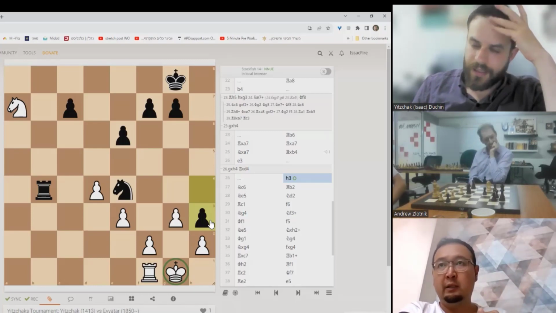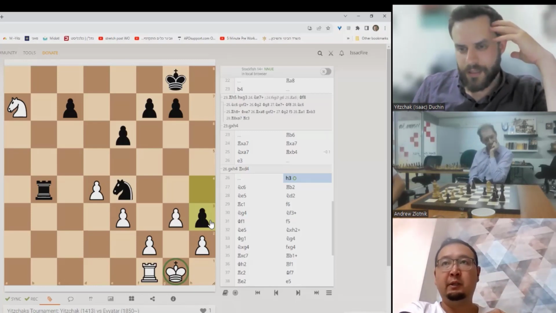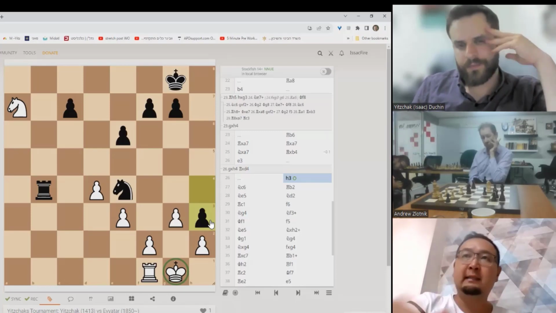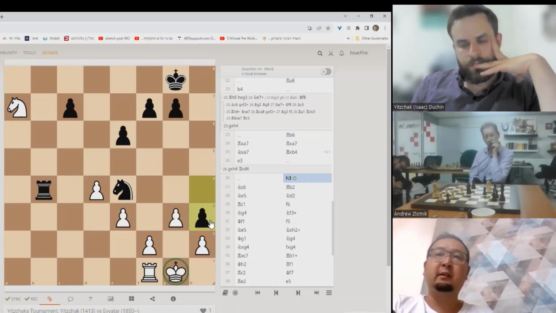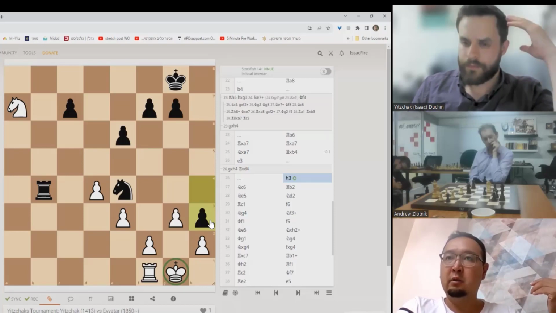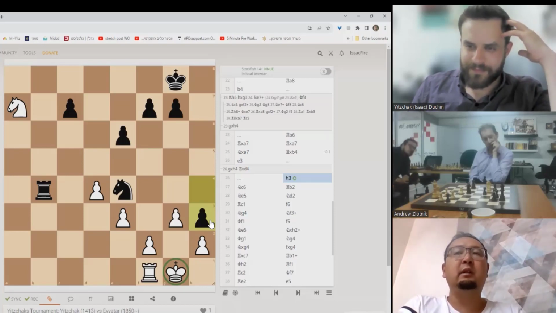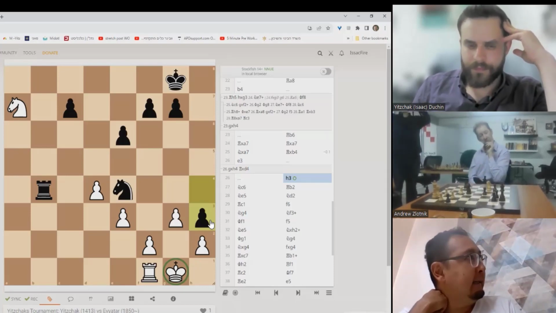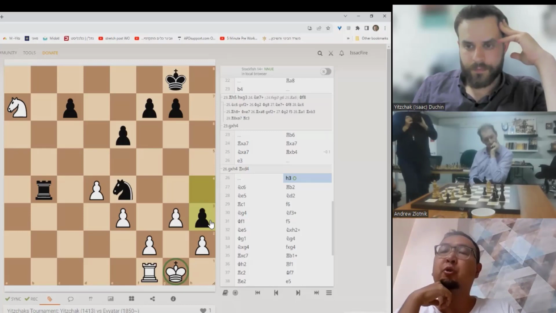So firstly, you're right. The first factor is material. The second factor of evaluation is the safety of both kings. Another very important factor is the evaluation of pieces, whether all pieces are active or not. And another important one is pawn structure, and even this will be enough for the majority of positions.